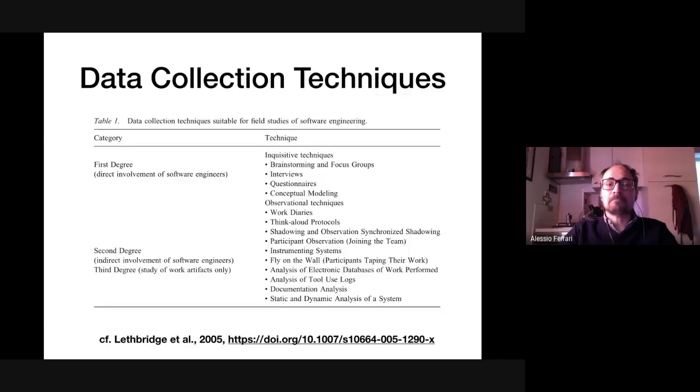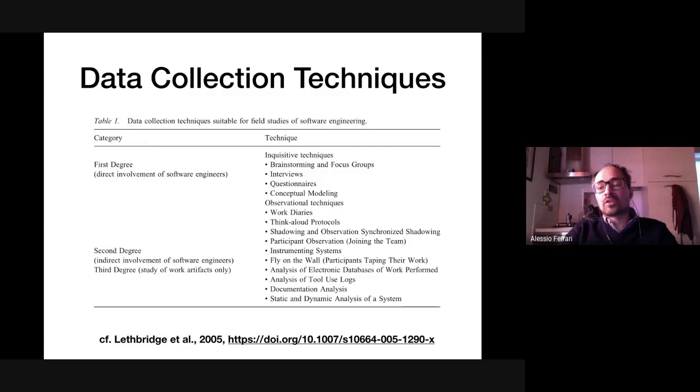Okay. This is a list of data collection techniques. The list is from 2005, and you can check in this paper here. And the list is very long, as you can see. So there is a large variety of techniques. And we will see them. We will have an idea of most of them.